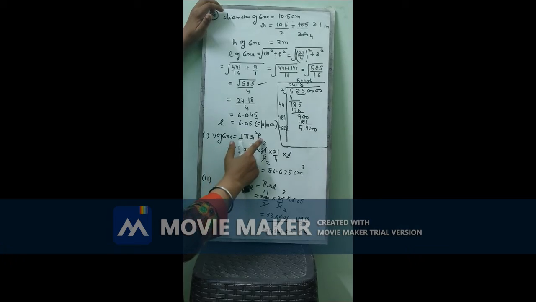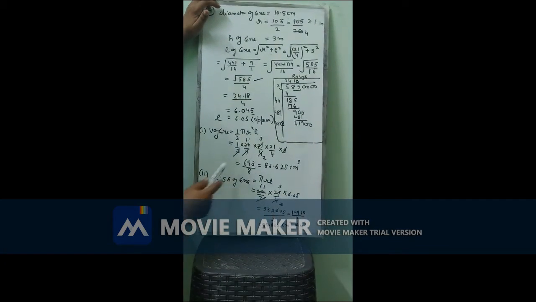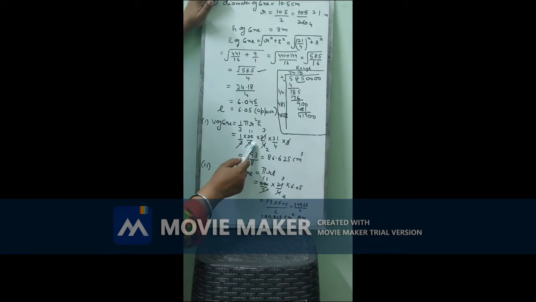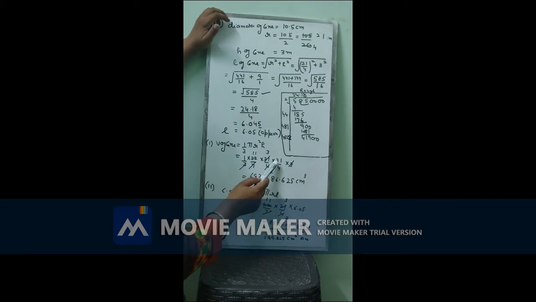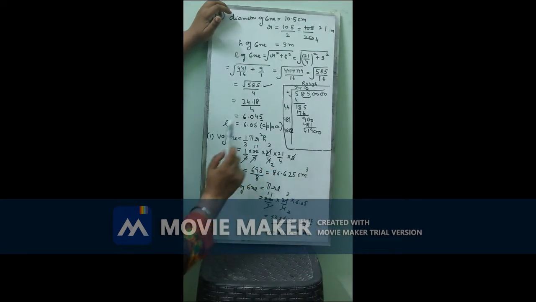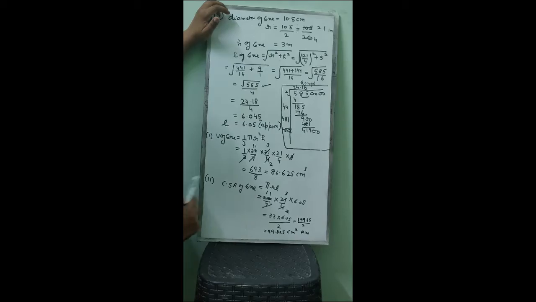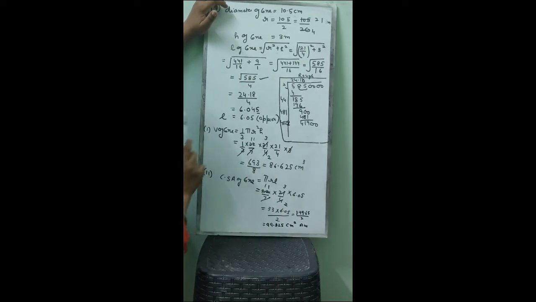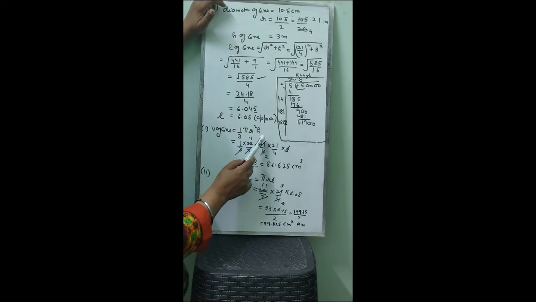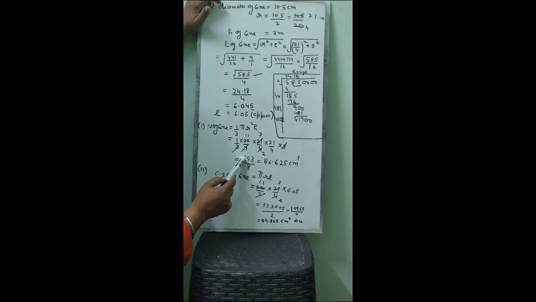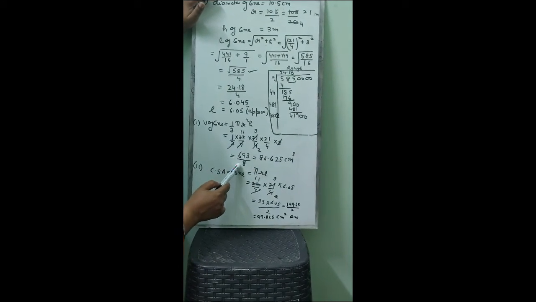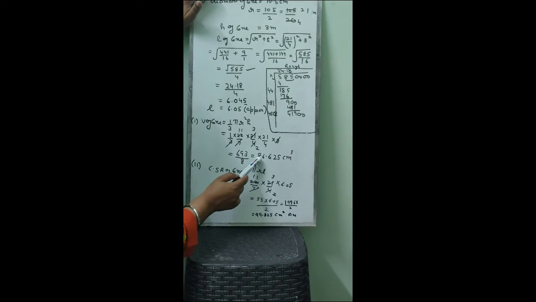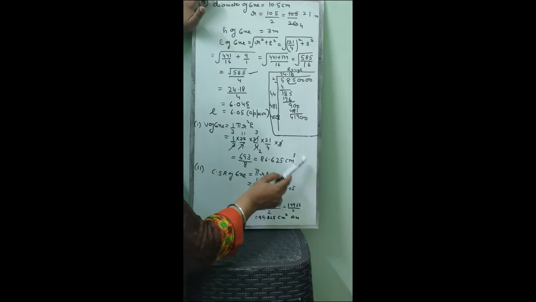Volume is 1 upon 3 pi r square h. Put the values. 1 upon 3, 22 upon 7, radius 21 upon 4 twice, and height is 3. Do the cutting. 3 and 3 are cancelled. 7 and 21 are cancelled. Then 2 to the 4, 2 11s are 22. You will get 11 into 3 into 21, 693 upon 4 to the 8. Divide 693 by 8. You will get 86.625 centimeter cube.